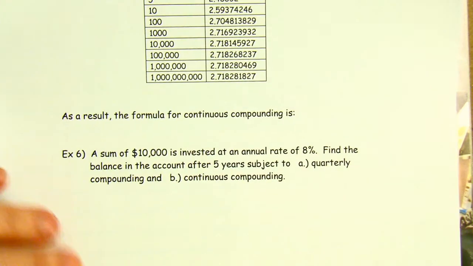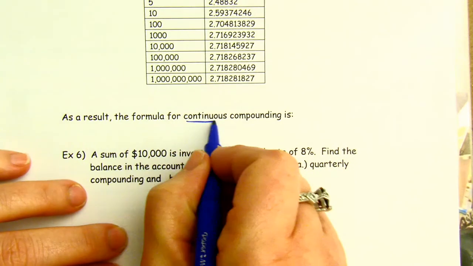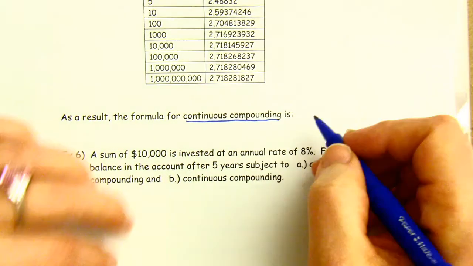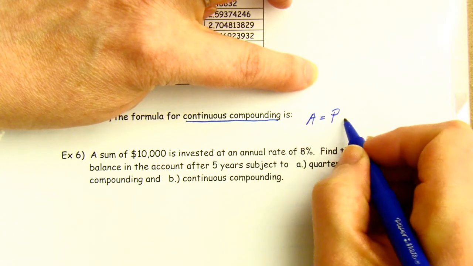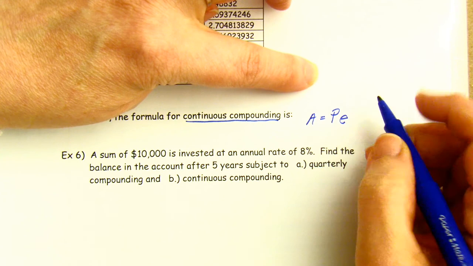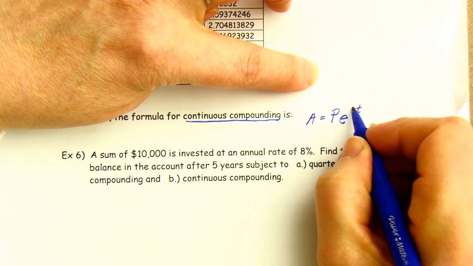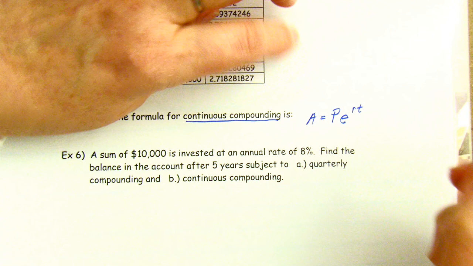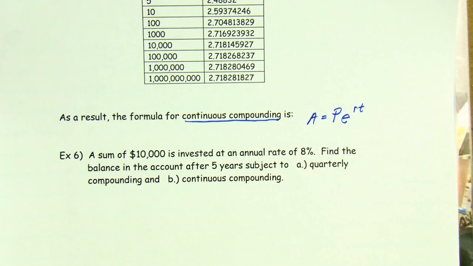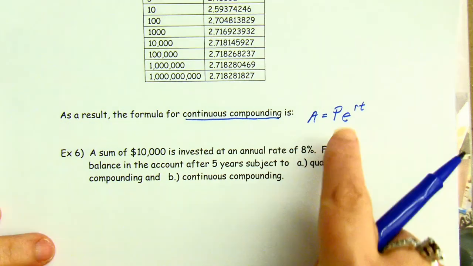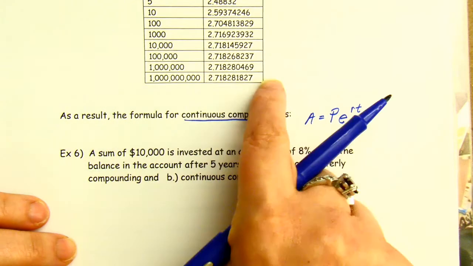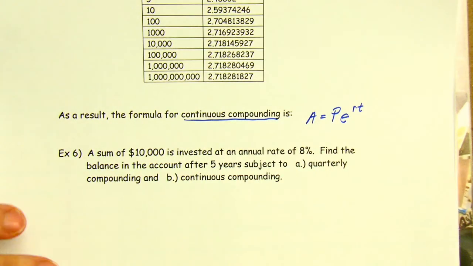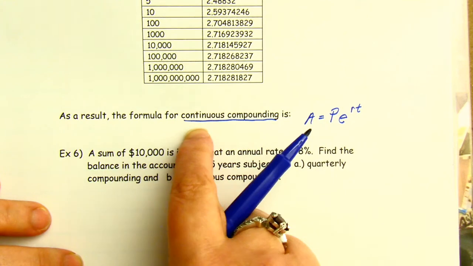And as a result, the formula for continuous compounding is A equals P, the principal, times E raised to the RT power. How do I remember the formula to use? Well, if the compounding is continuous, it's the formula with E. And I make the connection that since these decimal places don't stop and they continue, this is the formula that goes with the continuous compounding.